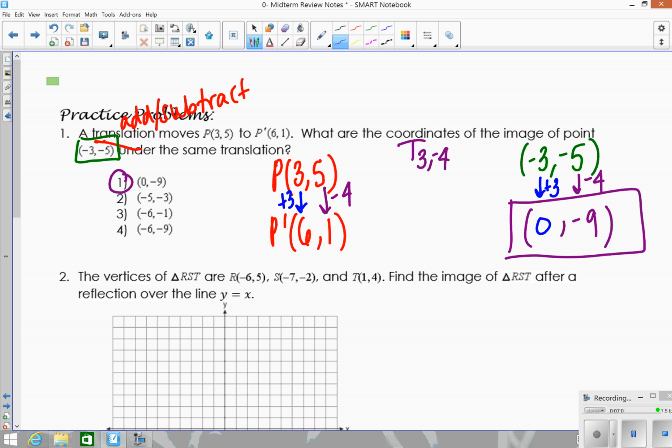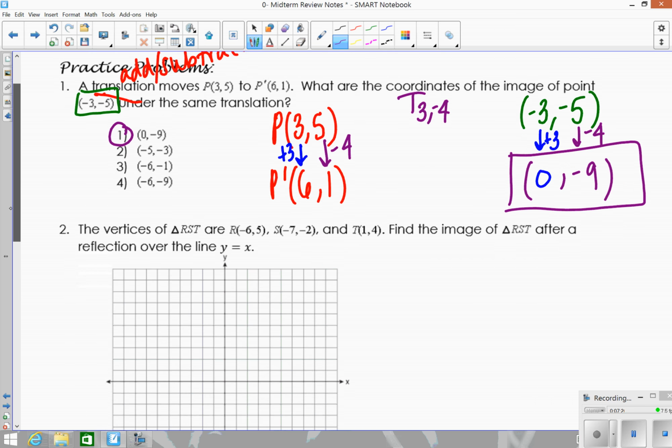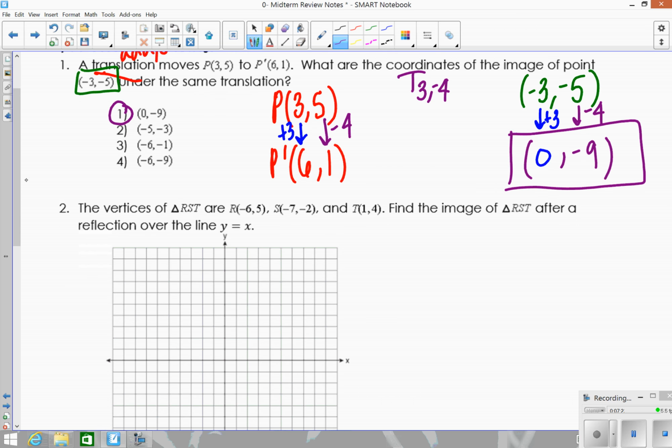Now you could have also done this on a graph. You could have counted how did I go from p to p prime, and then from there plot this point and just do the same movement. Either way, same answer. Remember, you'll always have graph paper available, so you could have done this on a graph.